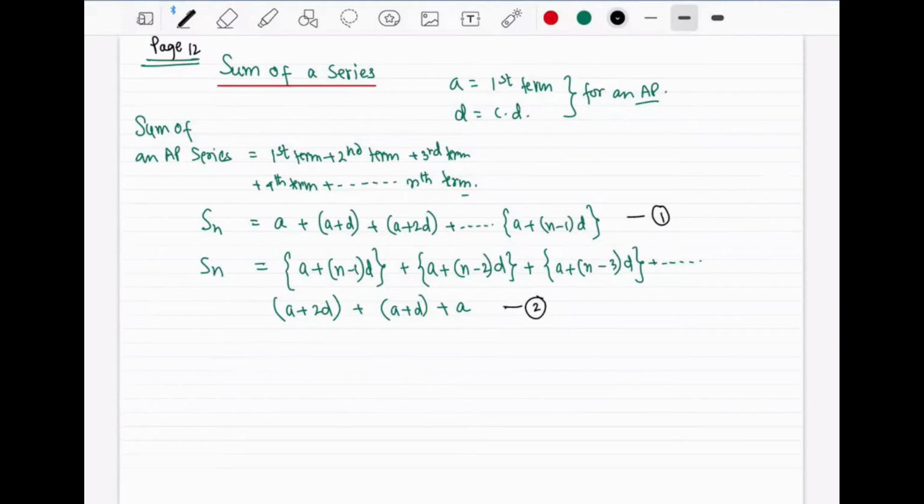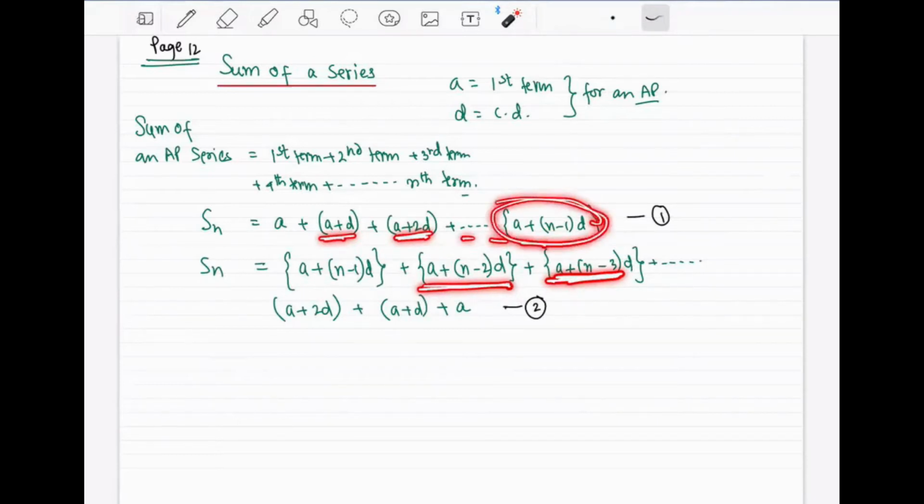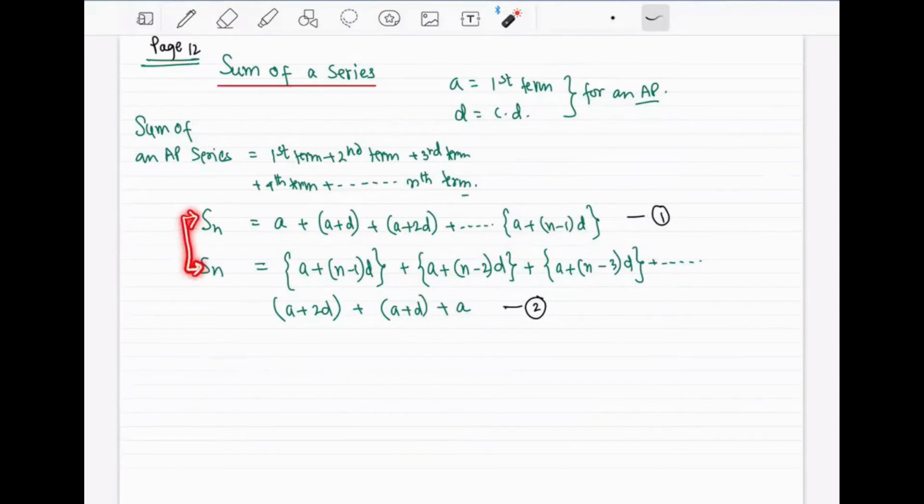If I add equation 1 and 2, what will we obtain on the right hand side? Let's see. The first term and the last term will be added. The second term and the second last term will be added. The third term and the third last term will be added. And then we will continue so on, and then we will repeat adding the last term with the first term again. On the left hand side, Sn plus Sn is how much? Twice Sn, right? So we will write here, adding equation 1 and 2, on the left hand side we will have Sn plus Sn.